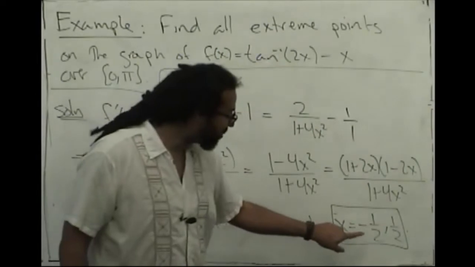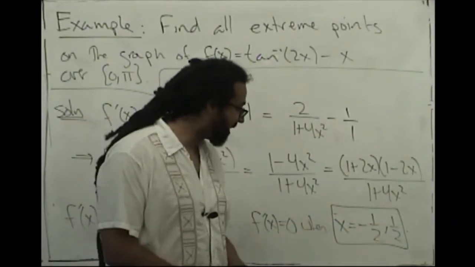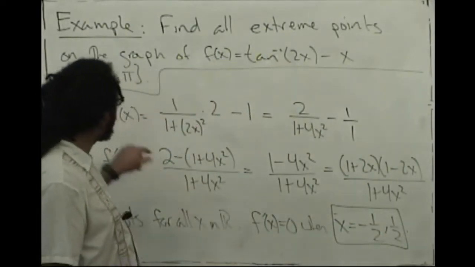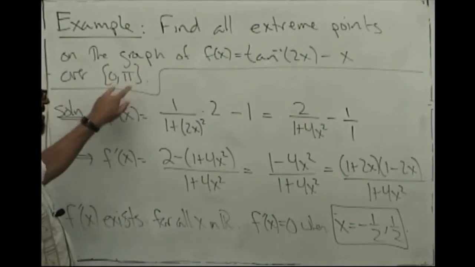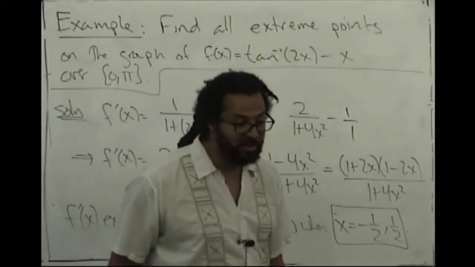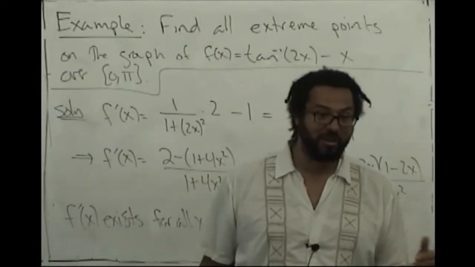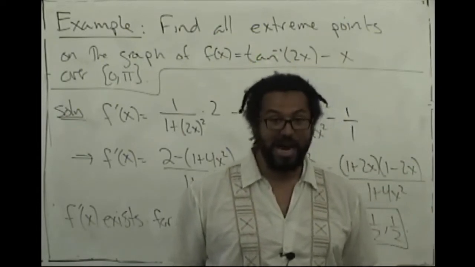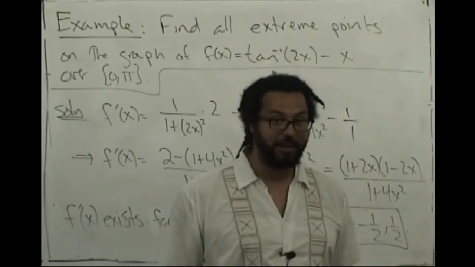So we need to plug these two things in to the original function, and then we need to plug the endpoints into the original function, see which number is the highest and which number is the lowest. That'll be our absolute max and absolute min.